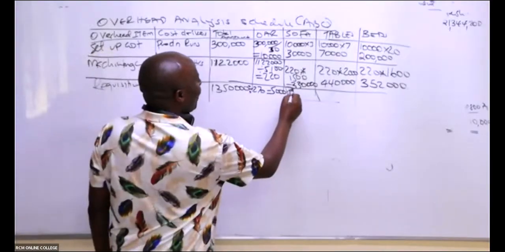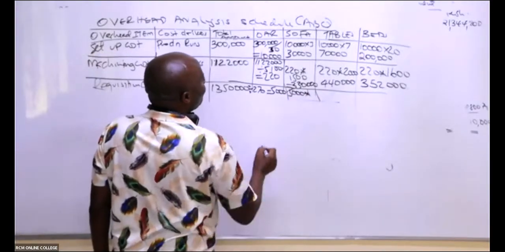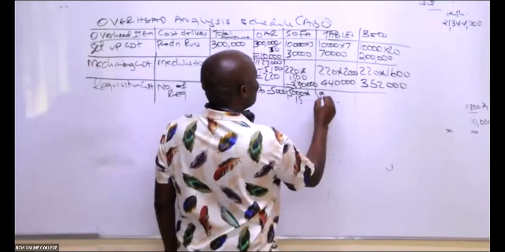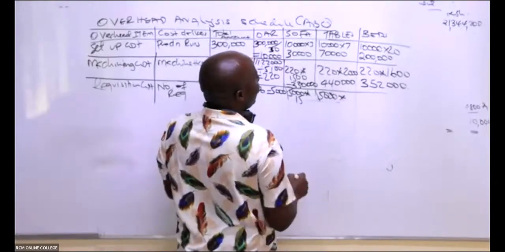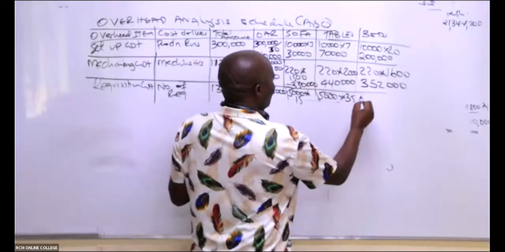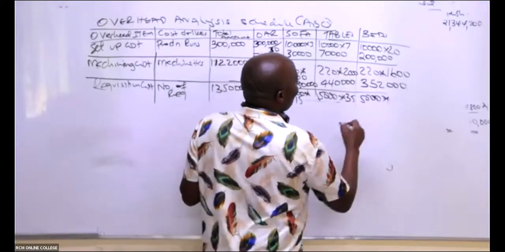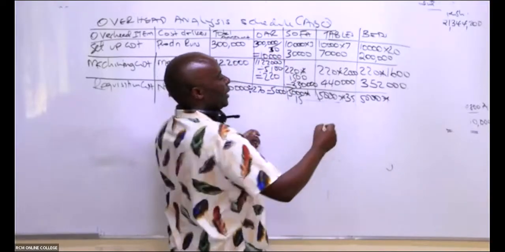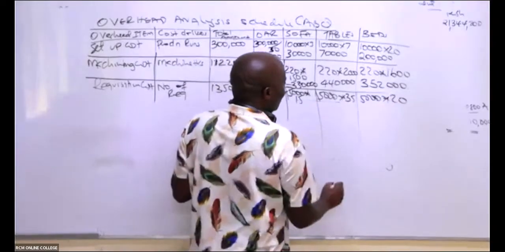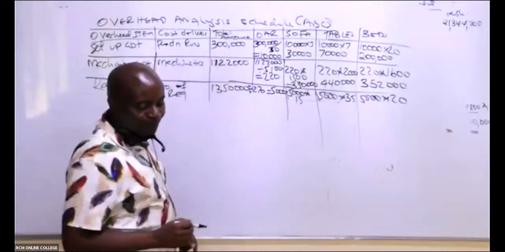So now this will be 5,000 times how many requisitions for the sofas? 15. This will be 5,000 times how many for tables? 35. This will be 5,000 times how many for beds? 20. Thank you. So please give me these values. Online ninjas, give me these values very fast.